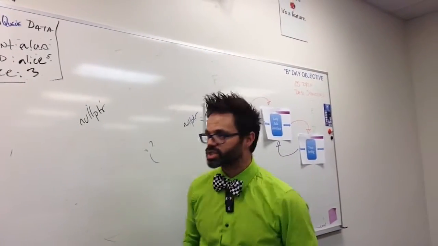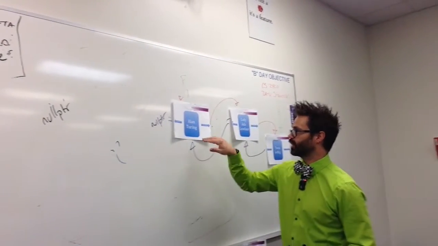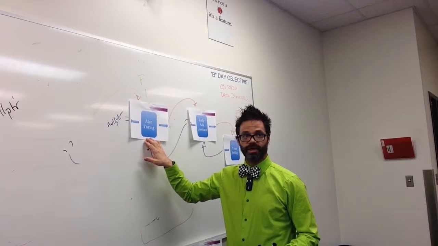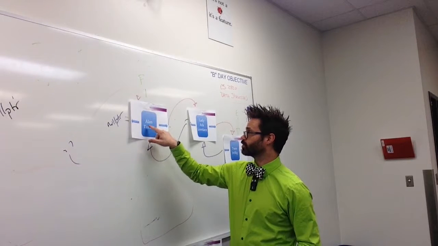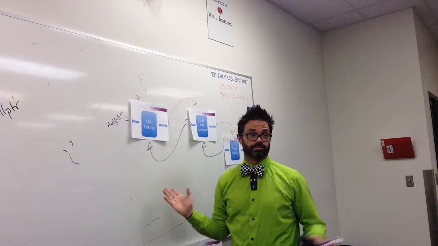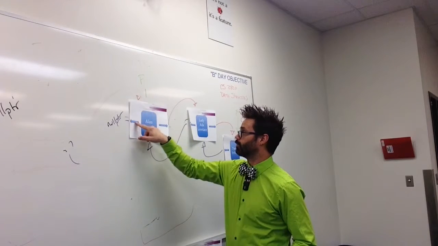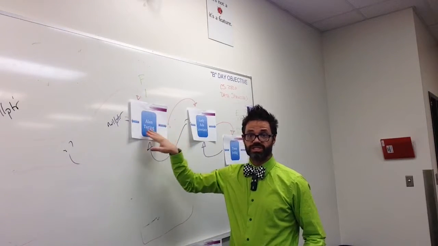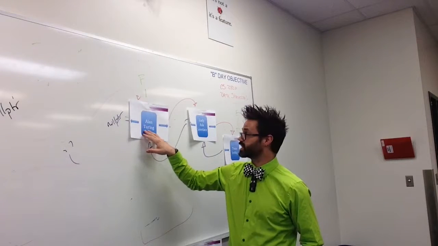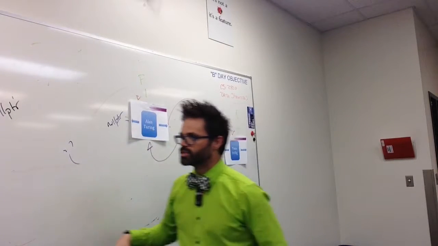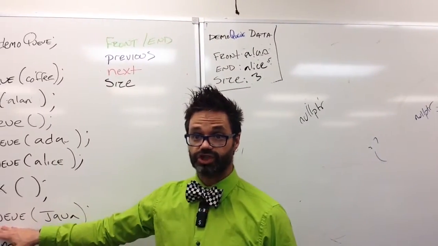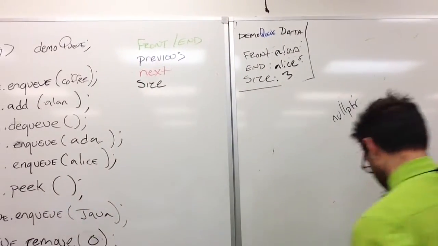My next step is peek. So when I peek, I can see what's at the front without removing it. So I peek at the queue. Oh, look, there's Alan Turing. I have no idea what the pointers are referencing. All I do is I look at the data that's at the front pointer. In this case, it's Alan Turing. So my next step that we're looking at is demoqueue.enqueue, and I'm passing the Java string.